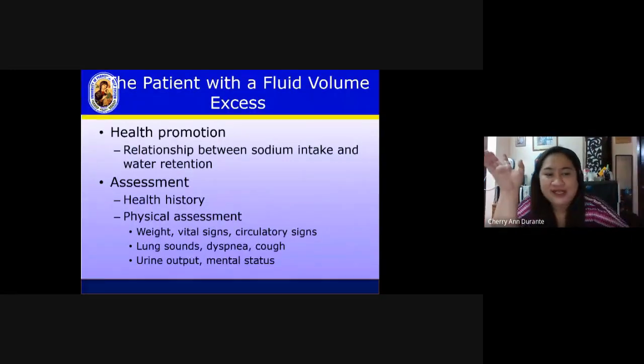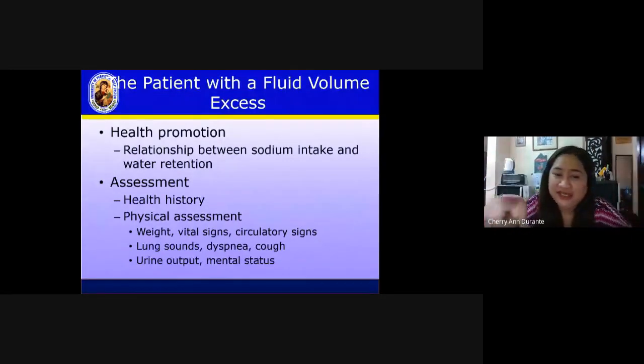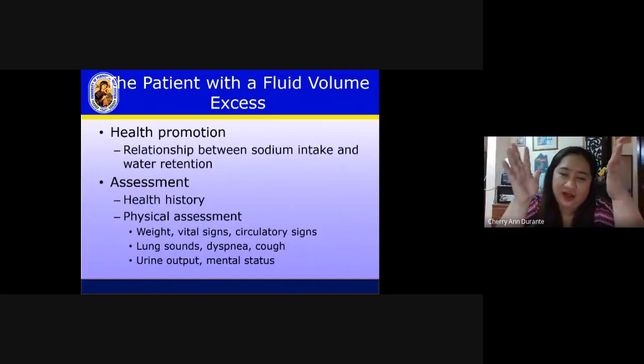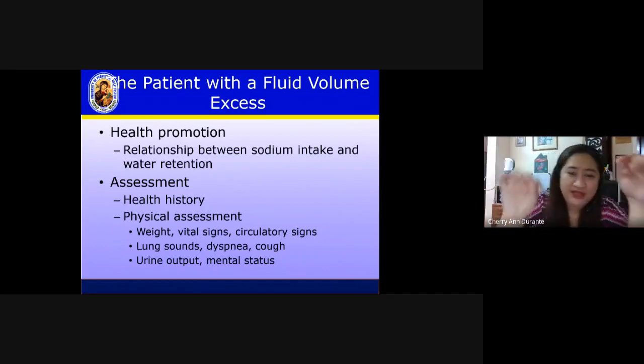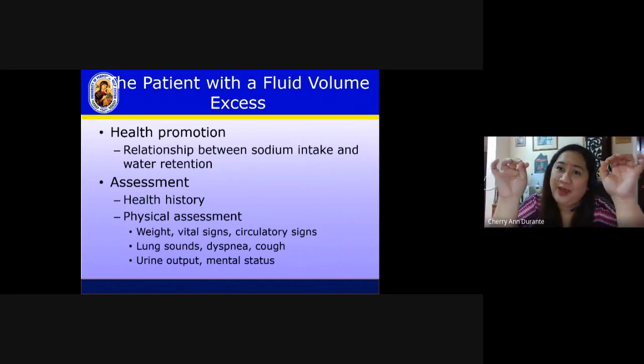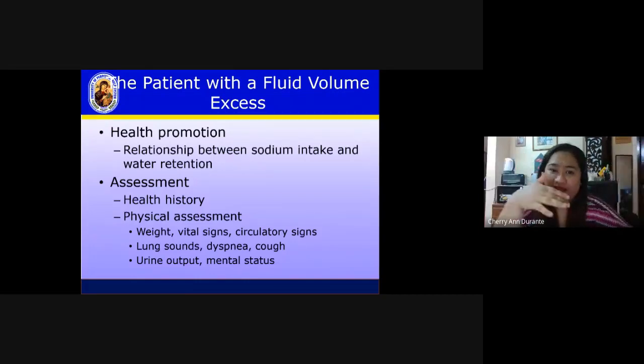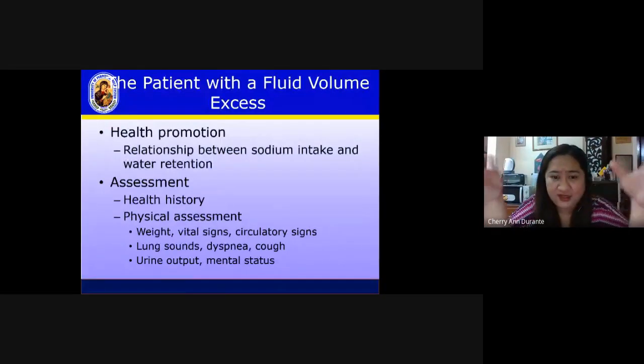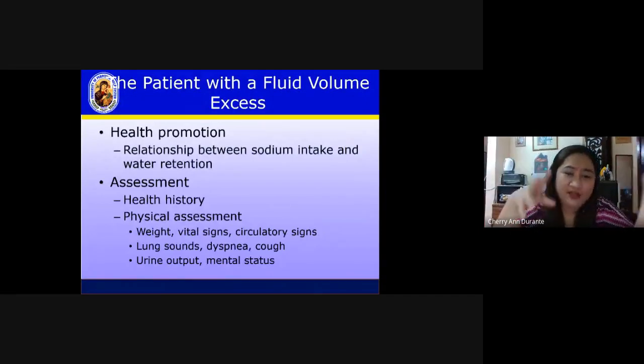Then for your assessment, you have your physical assessment, weighing, of course. Remember, ang nabanggit ko sa iyo, 1 kilogram of weight gained, 1 kilogram or 1 liter of fluid retained. Same thing, 1 kilogram of weight loss is equivalent to 1 liter of fluid excreted out. Okay? Yung sa dehydration. So, eto naman, iyan yung ano natin.